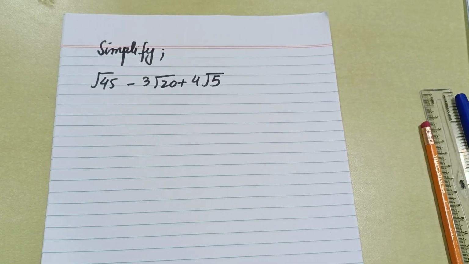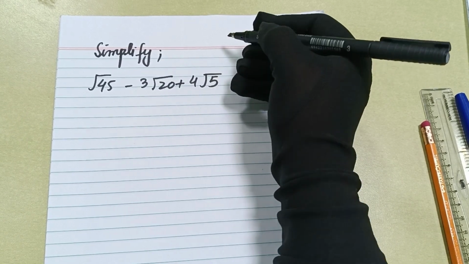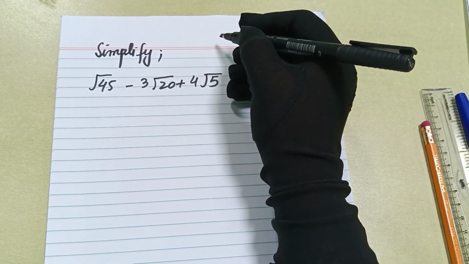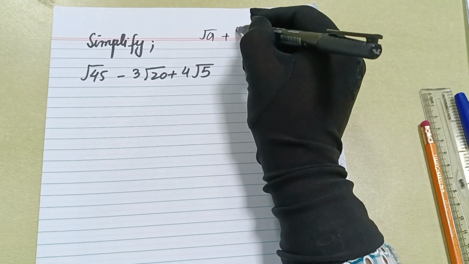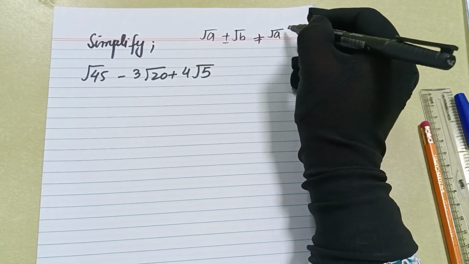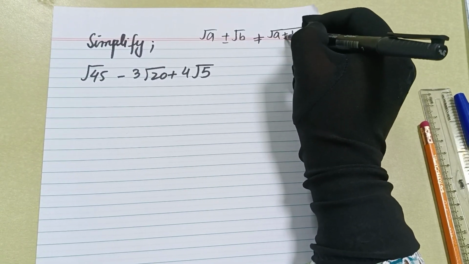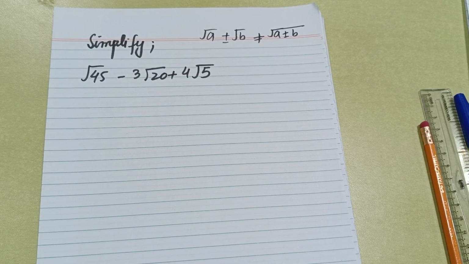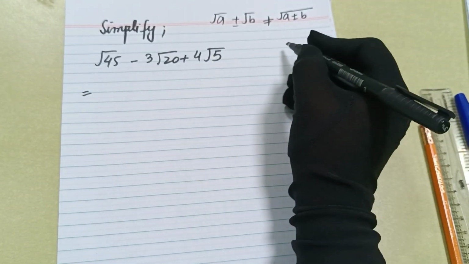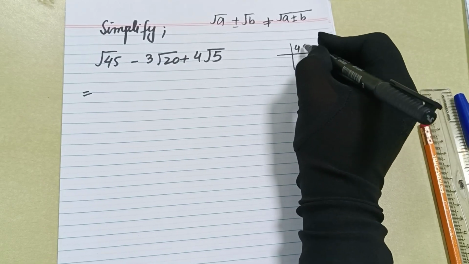Simplify these now. As I already told you, in multiplication and division we can combine the terms in the same surd. We can combine the terms with the same order, but in addition and subtraction, we cannot combine. We cannot do like this. Okay. So the same thing will happen over here also. First we will factorize each number.